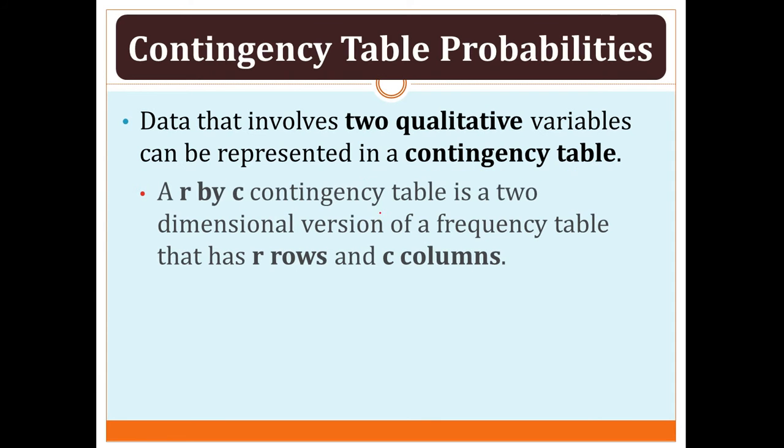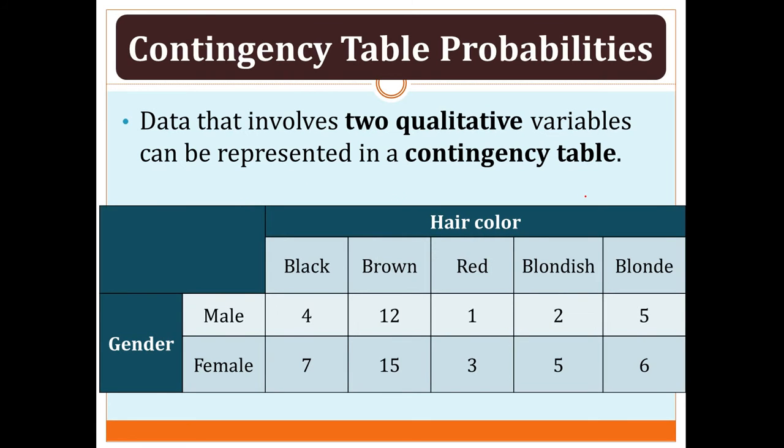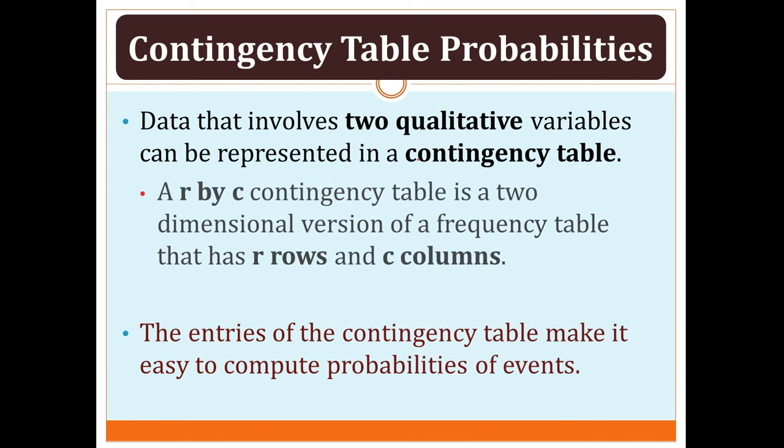It's called an R by C contingency table, where R is going to be replaced with the number of rows in the table, and C will be replaced with the number of columns in the table. So looking at this one, we have two rows, male, female, by 1, 2, 3, 4, 5 columns. So this is an example of a 2 by 5 contingency table. Number of rows by number of columns.